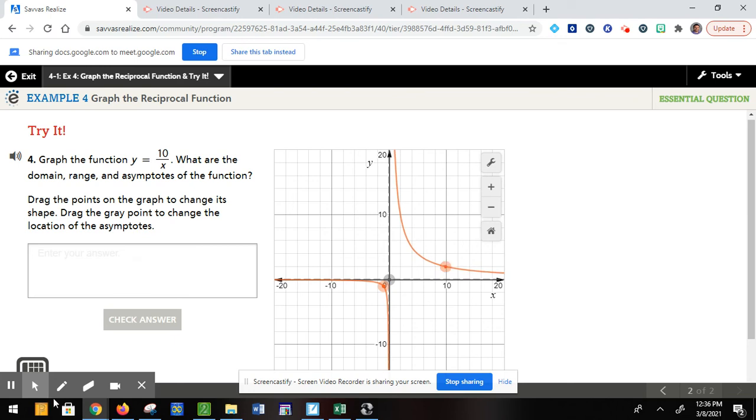So the curve is going to look like that. Same thing with a negative 10. If you substitute negative 10 in for x, 10 divided by negative 10 is negative 1. So (negative 10, negative 1) is on the graph. So it would look like that. Okay. All right. We have one more example to do. Let me know if you have any questions, but let's try example 5.